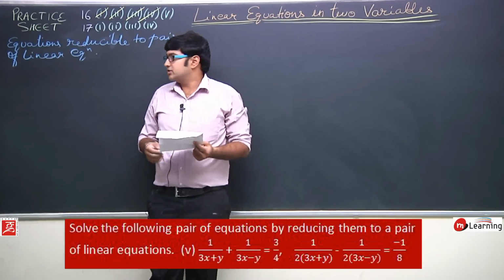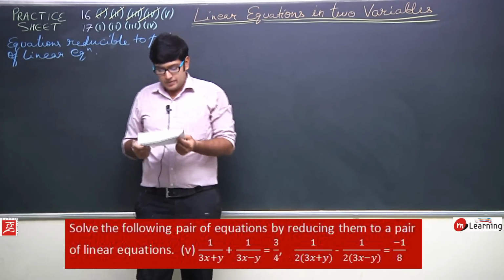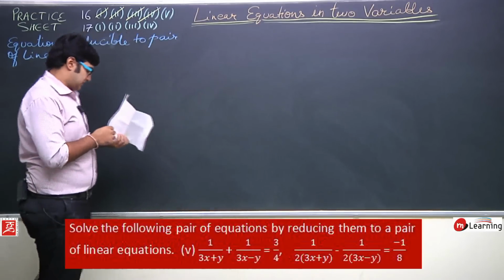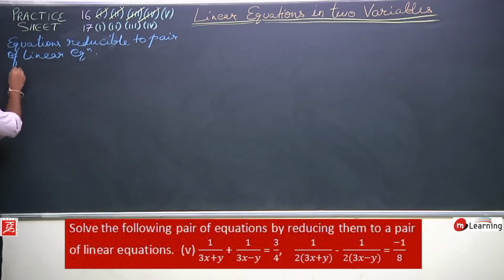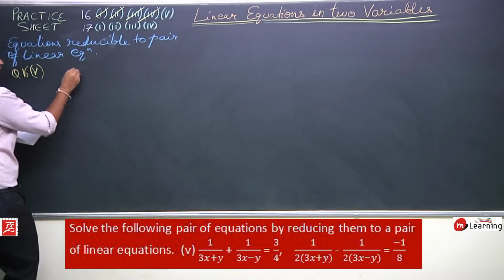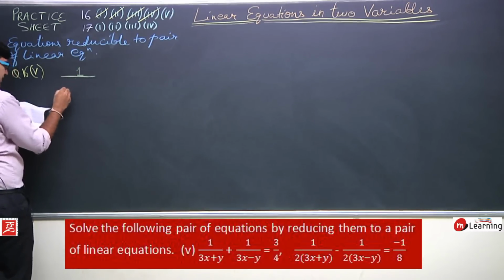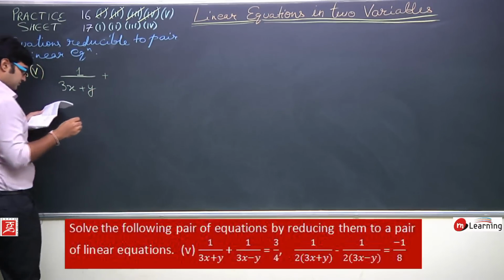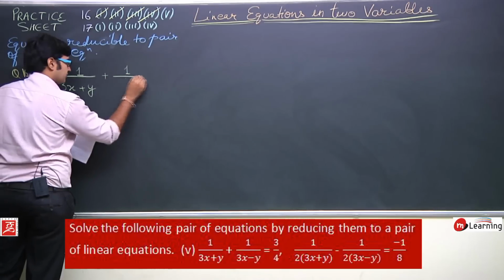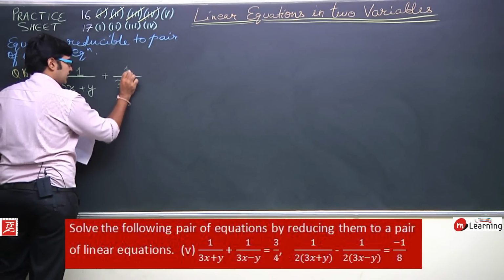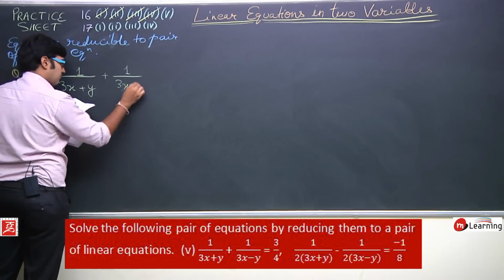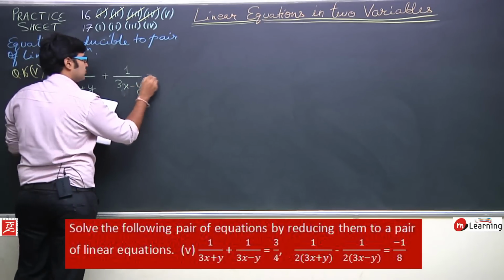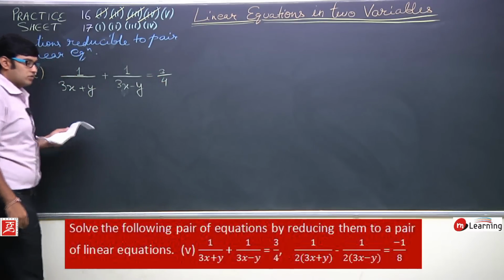Okay, now let us discuss the fifth part of question number 16. The first equation is 1 upon 3x plus y, plus 1 upon 3x minus y, is equal to 3 divided by 4.